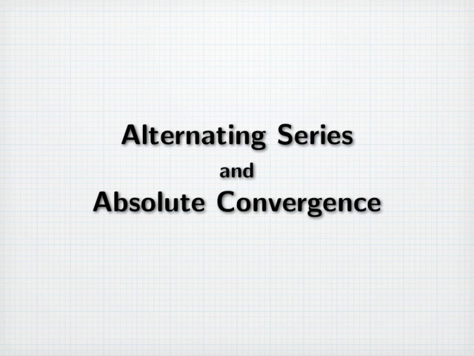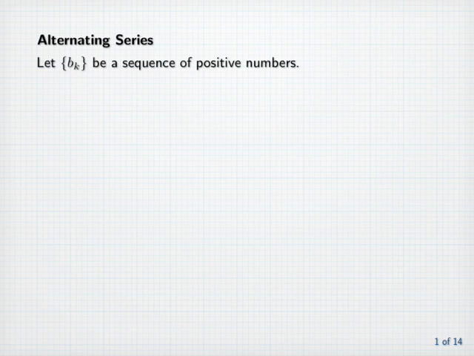Alternating series and absolute convergence. Alternating series. Let b sub k be a sequence of positive numbers.